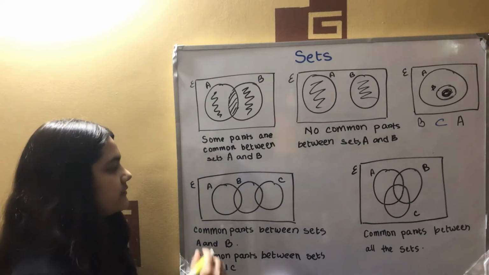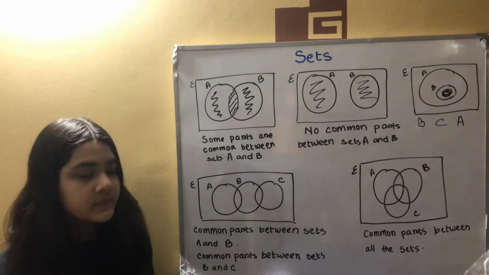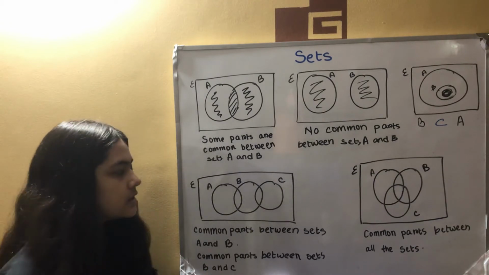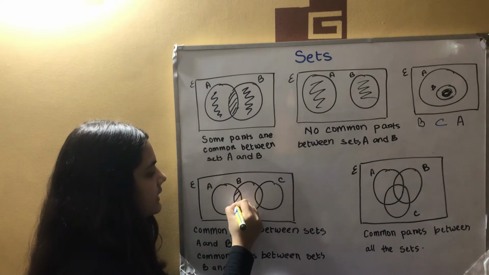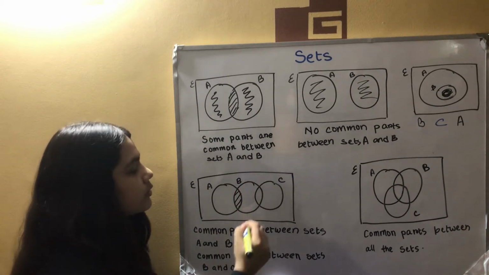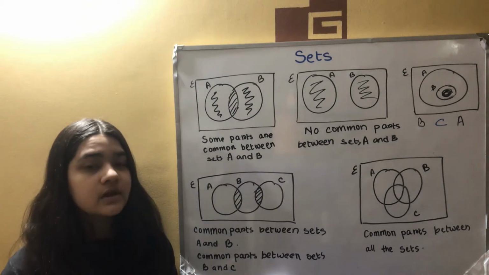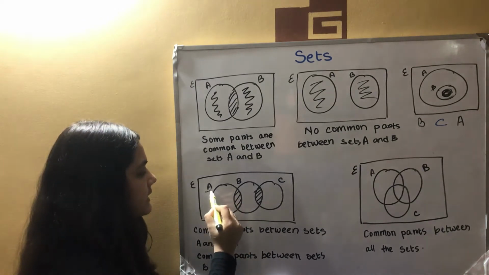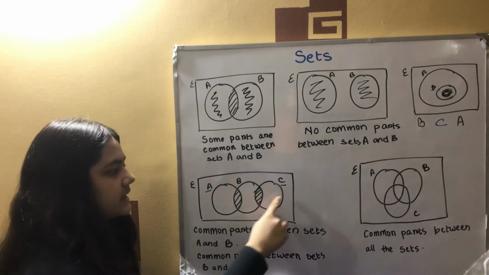And then we have a Venn diagram containing 3 sets: set A, set B and set C. Here we have common part between set A and set B. We also have common part between set B and set C. However, there is no common part between set A and set C. So the Venn diagram is like this.